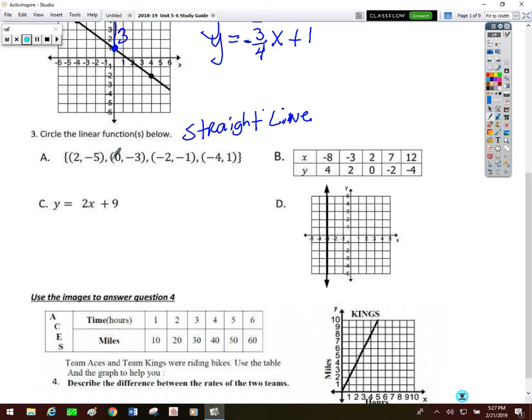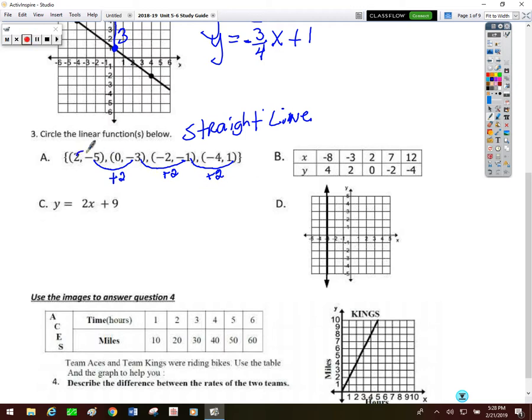If you can't visualize what I'm about to do, remember, it is changing y over changing x. But we're going to check really quick. Let's check the change in y. From here to here, I went up 2. From this y to this y, I went up 2. And from this y to this y, I went up 2. So right now my ratio is 2 over something.